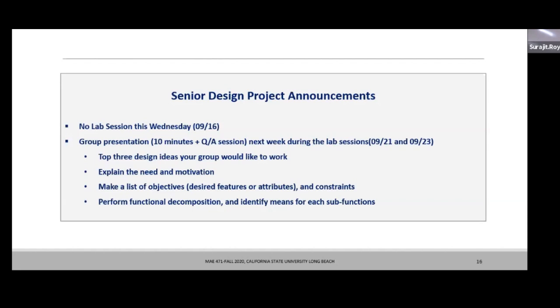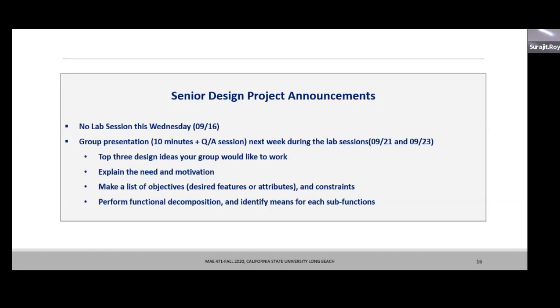For each idea, you need to have the desired attributes and constraints, and you need to perform some functional decomposition. To work on that, I would ask you not to refer to any source or internet at this point, because you can look at the internet or any other existing information after you finish the functional decomposition part. Once you finish it, you are ready to look at the existing solutions and see what already exists.